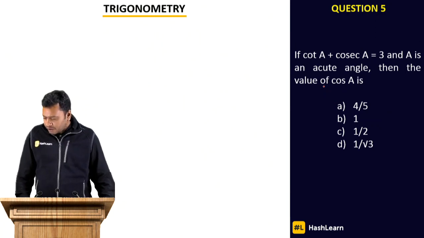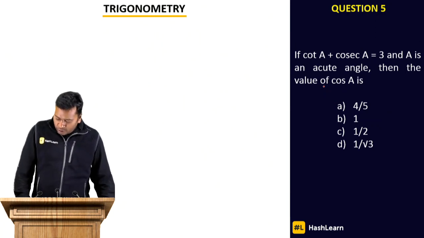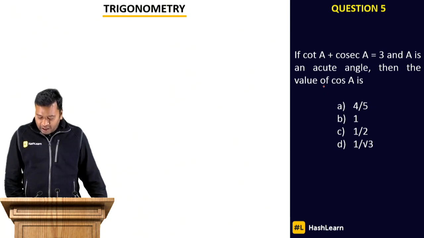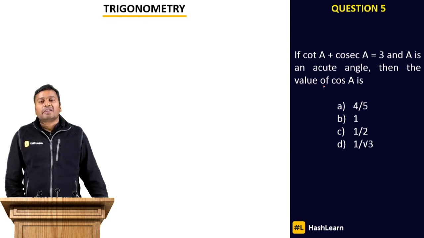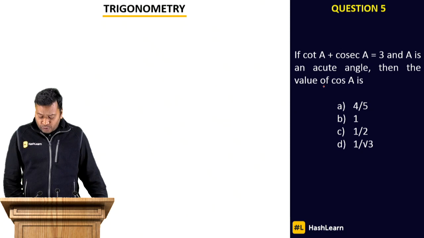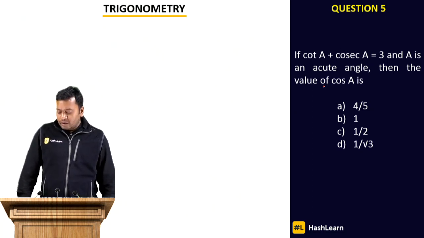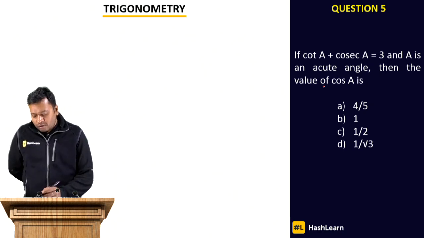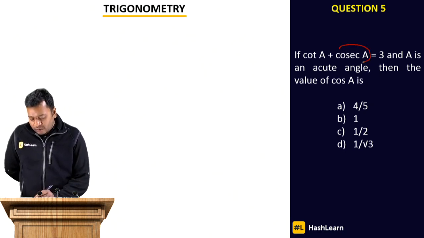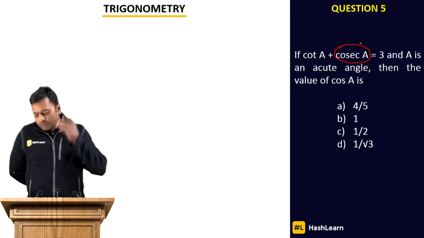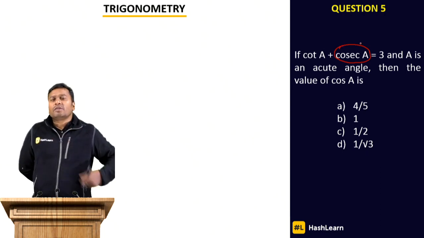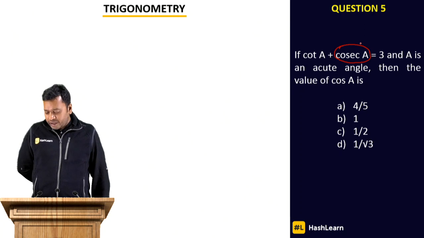अब अगला क्वेश्चन देखते हैं, क्वेश्चन नंबर 5. सो हियर कॉट ए प्लस कॉसेक ए इज इक्वल टू 3. अब 3 का वैल्यू तो बहुत मुश्किल है, राइट? बिकॉज अगर ए लेते हैं तो अगर देखा जाए कॉट ए और कॉसेक ए, cosec is nothing but the value is nothing but 1 by sin theta, right?